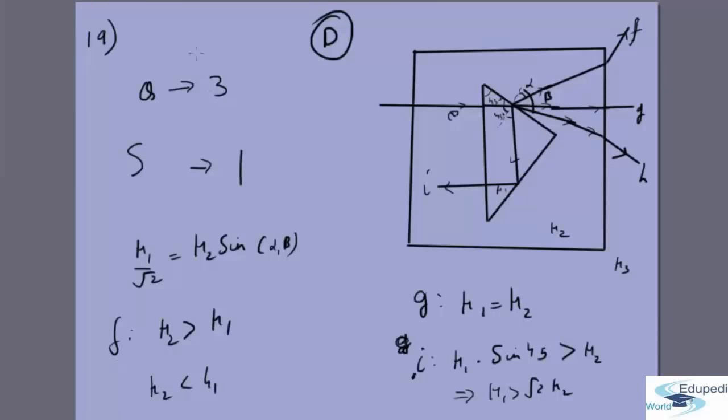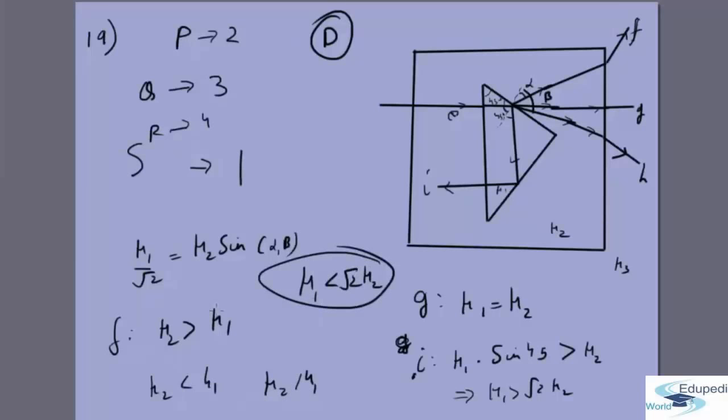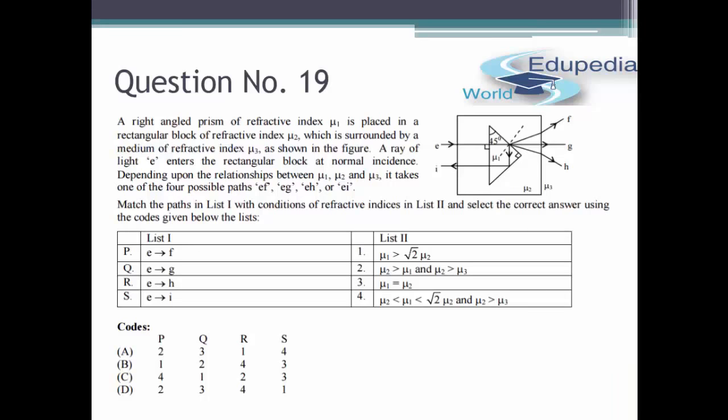So P has option 2, which means R should have option 4. So R does have mu2 less than mu1, but it also has mu1 less than root 2 mu2. Now what is that about? Well, if mu1 is greater than root 2 mu2, then we would have total internal reflection and it would become I, right? So mu1 has to be greater than mu2, but it has to be less than root 2 mu2, otherwise there would be total internal reflection, which you don't want. So this gives us, again, we already got D from Q and S, which were the easy ones, but all of those seem consistent and the final answer is D.